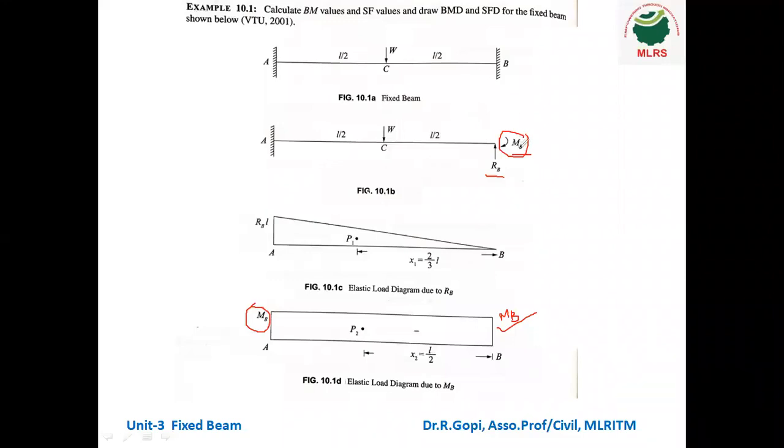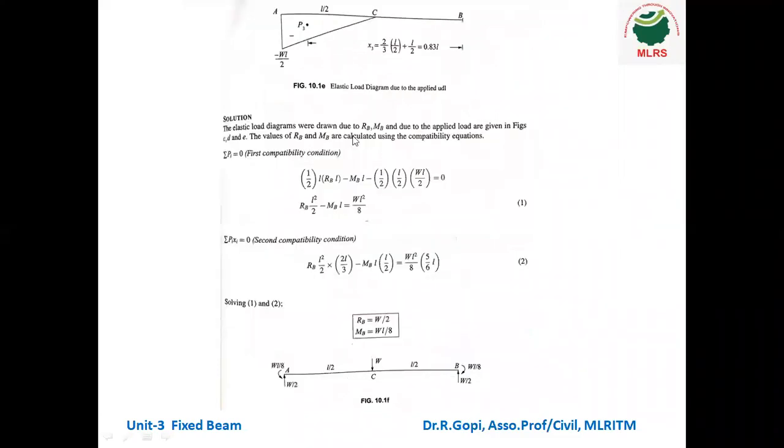Next, remove these two loads and apply only W. Now draw the bending moment diagram. You can see here, I applied only the external load W and drew the bending moment. So this value is W into L by 2.